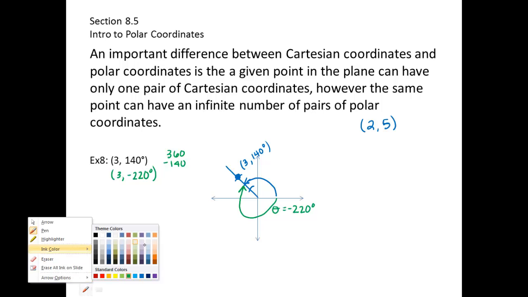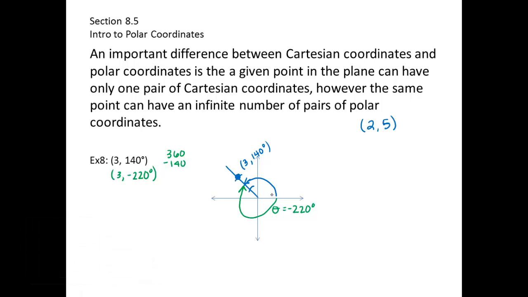So I'm going to grab a different color. We're going to do each of these differently. So now I'm going to say, well, we're going to pass that point and we're going to come back around and we're going to end up there. So what does that theta value equal? Well, it still has a radial measure of 3. But this time I'm going to take 360 and I'm going to add the 140 because that includes the single rotation all the way around plus the 140 we needed. So we can actually say that that's 500 degrees.